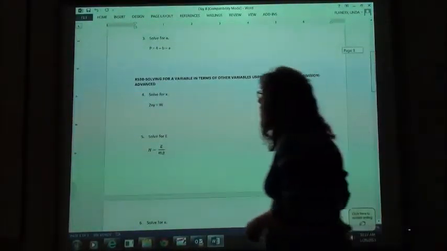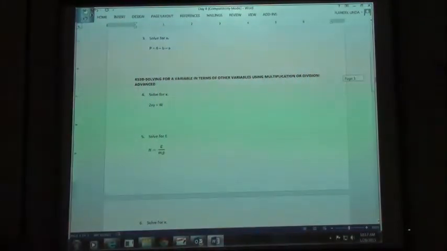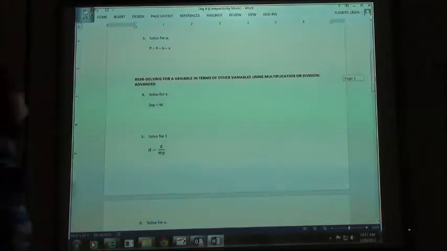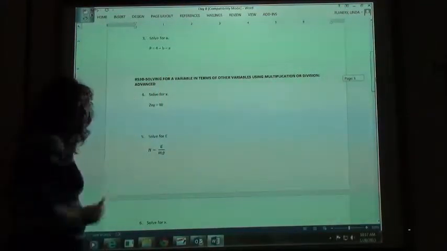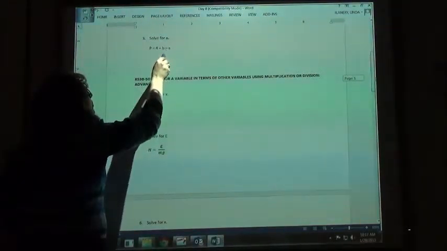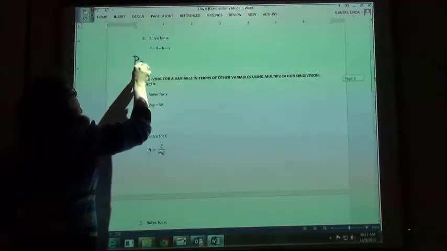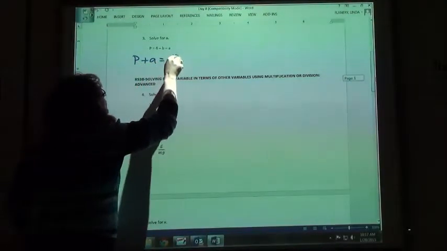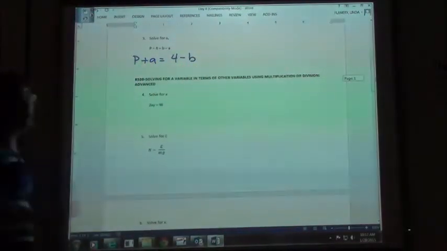So if I look at that third one and I want to solve that for a, well, this is a trickier one. If I want to solve this for a, what should I probably do? Move the a. I'm going to move the a because the a is negative. Remember they had that little trick when they did those ones where they had like 142 minus x equals 50? They moved the x first because it was negative. So if we move the a first so it's positive, we would have p plus a equals 4 minus b.